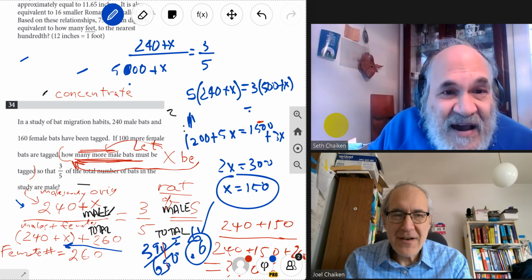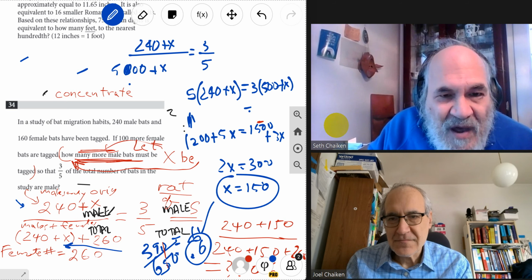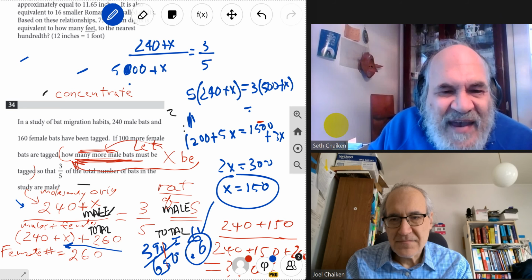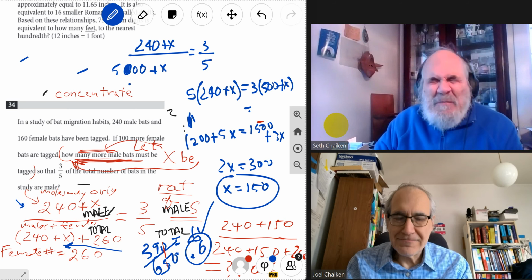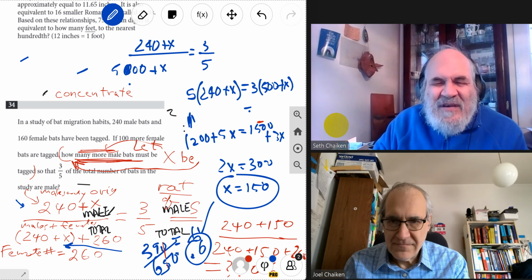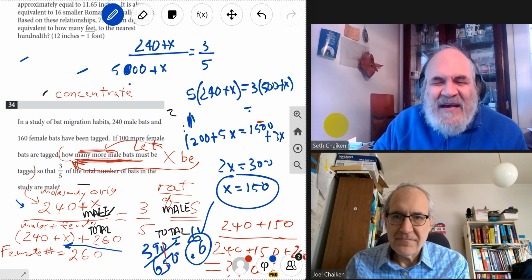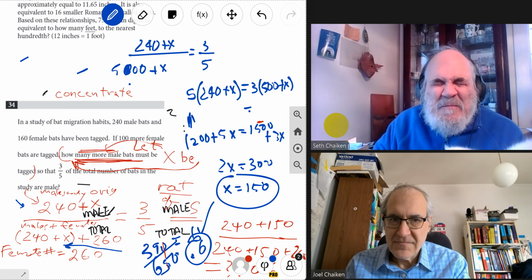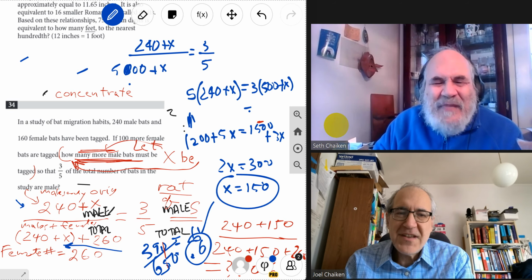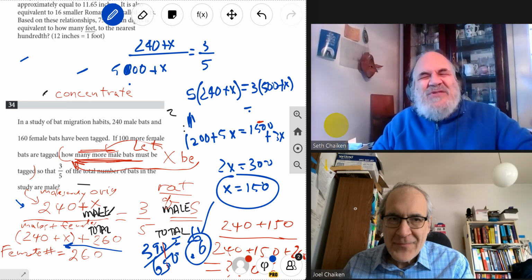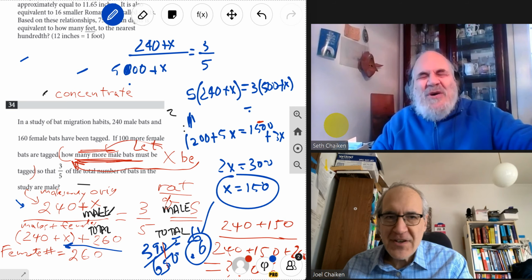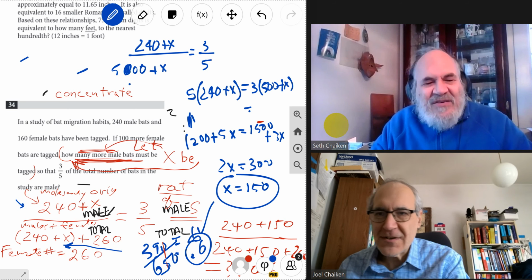So we're looking at the concentration of tagged males among the tagged bats. Right, exactly. The concentration of tagged male bats to the whole population of tagged bats. Right, and then they're changing things. They're taking the original concentration. Oh, by the way, they didn't give you the original concentration. Well, we can calculate it. It's 240 divided by 400. You could calculate it.